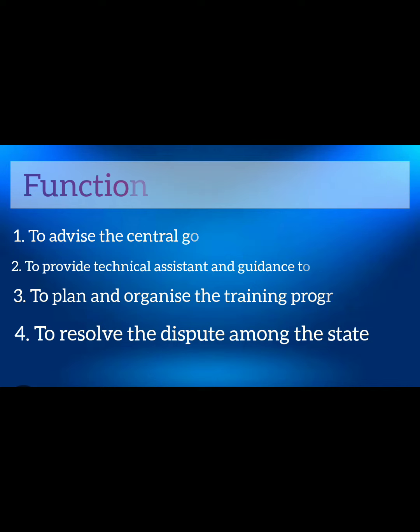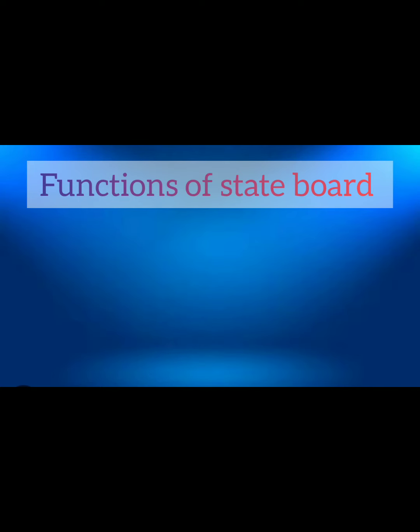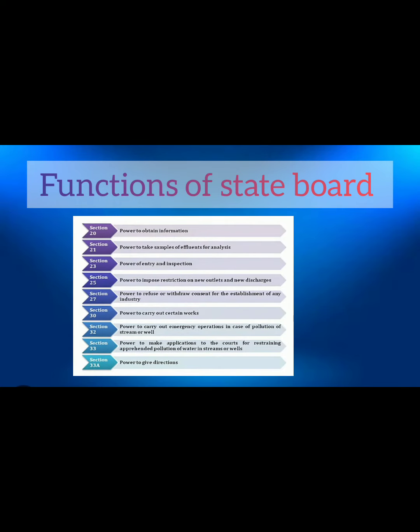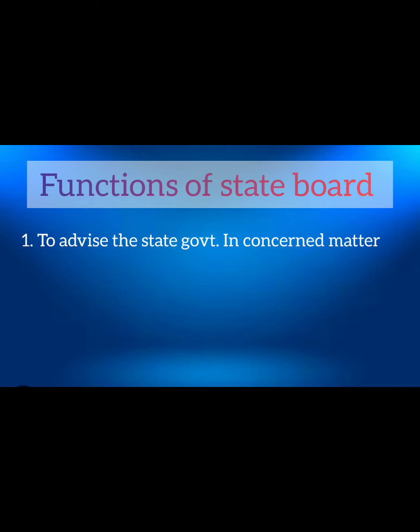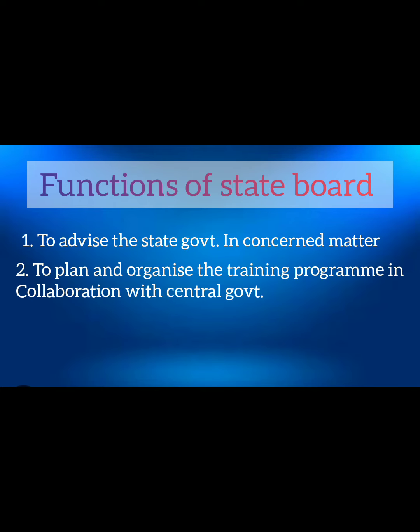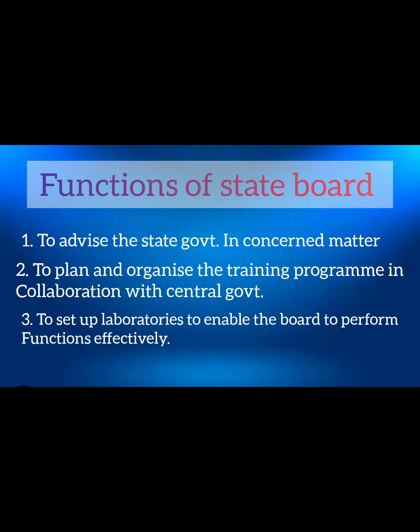Now let's see the functions of the state board, that is Section 17. The first function of the state board is to advise the state government on any matter concerning the prevention and control of water pollution. The second is to plan and organize training programs in collaboration with the central board. And the third is to set up laboratories to enable the board to perform its functions effectively. So these are the three main functions of the state board.